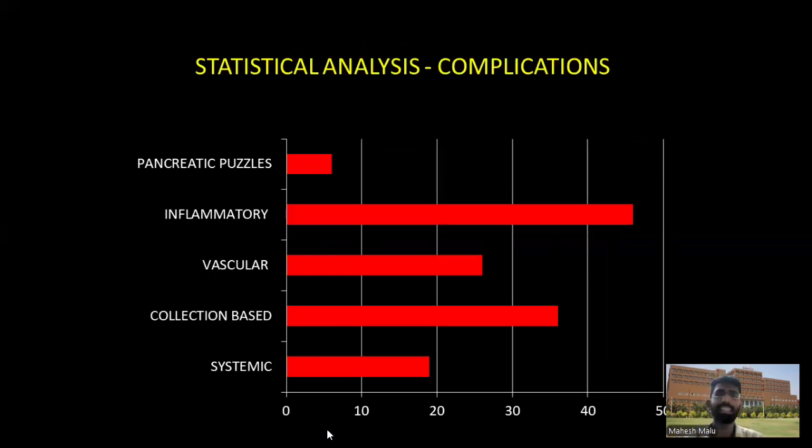Now, the statistical analysis of the complications and the subcategories which we just discussed. The maximum cases were seen of the inflammatory, followed by the collection-based complication, followed by vascular, followed by systemic, and followed by the pancreatic puzzles. And there can be combinations. There were cases where we can see inflammatory as well as vascular, and the combination of any of these subcategories.